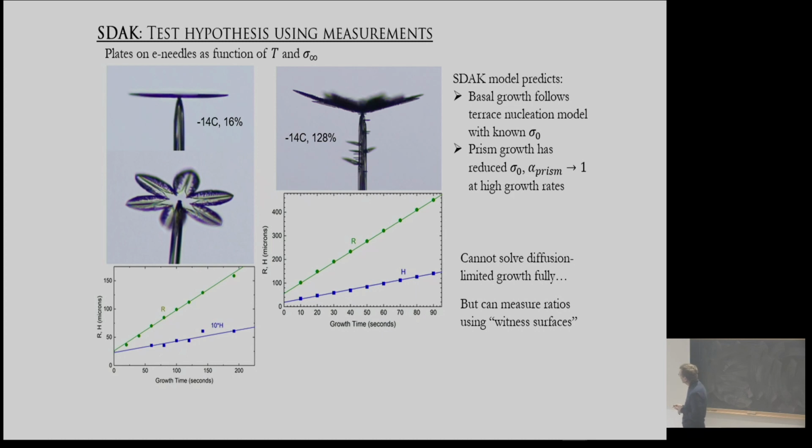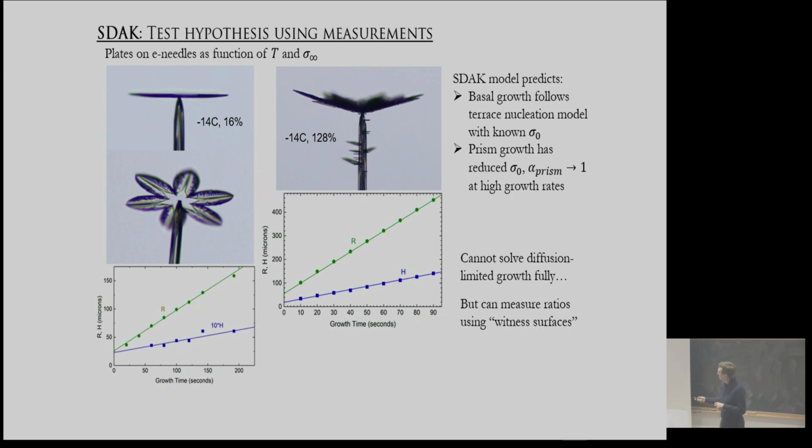But if you look carefully at the tip right over here, you will find a very small but finite basal facet and an even smaller prism facet somewhere. And those facets, small as they are, they define the growth of the crystal, because everything else, alpha is 1. That's the only place where alpha is not 1. And the supersaturation at the tip is whatever it is, but it's the same for both of those little facets. And so we can look at the ratios. I call this a witness surface.